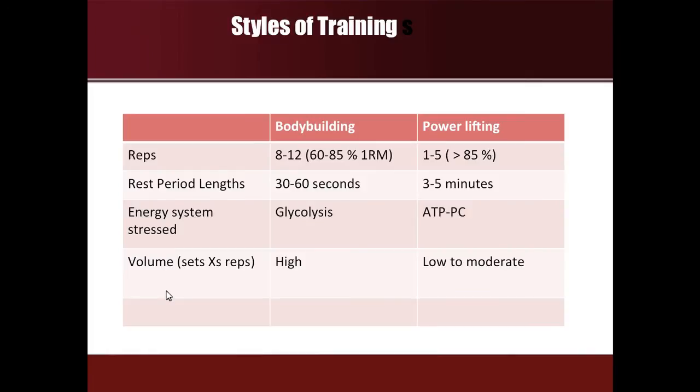So think about it. How do bodybuilders train? We've talked about this, and how do powerlifters train? Well, bodybuilders in general train, their repetitions are moderately high, like 8 to 12 reps. They have shorter rest period lengths, like 30 to 60 seconds. The energy system they stress is glycolysis, and their volume is generally high. Whereas the powerlifters lift low repetitions, they rest a very long time, like 5 minutes, some rest 10. Their main energy source is the ATP-PC system, and their volume is low.